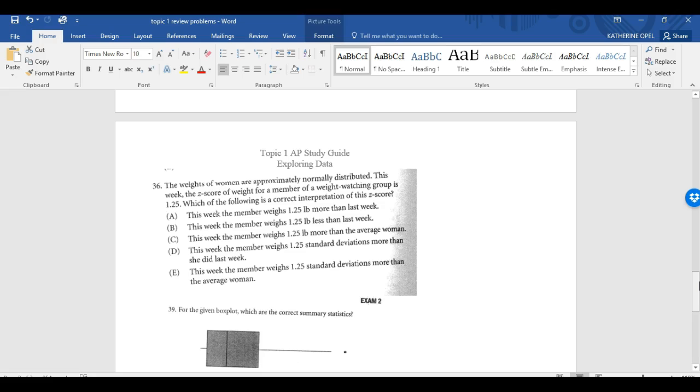A. This week, the member weighs 1.25 pounds more than last week. No. B. This week, the member weighs 1.25 pounds less than last week. No. C. This week, the member weighs 1.25 more than the average woman. No. D. This week the member weighs 1.25 standard deviations more than she did last week. No. E. This week the member weighs 1.25 standard deviations more than the average woman. This is correct. Your definition of a z-score is the exact standard deviations above the mean.